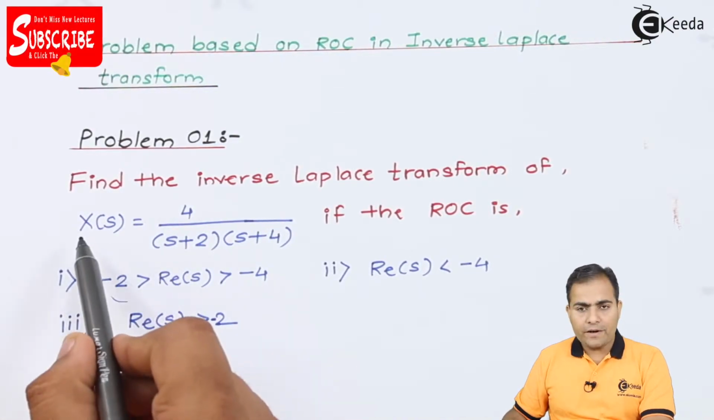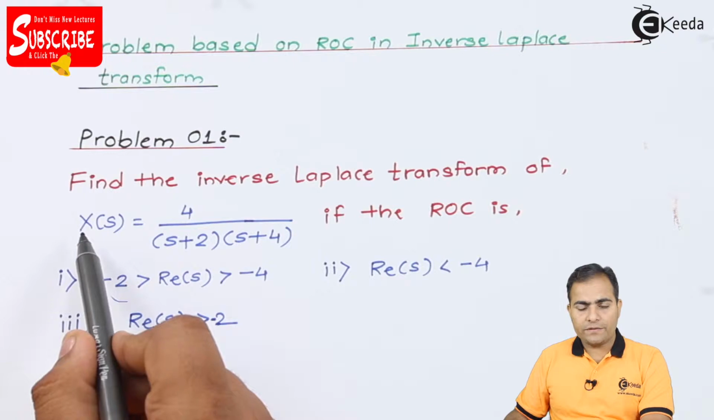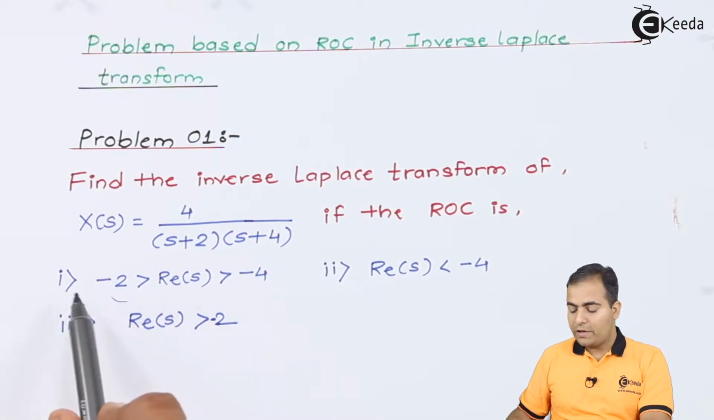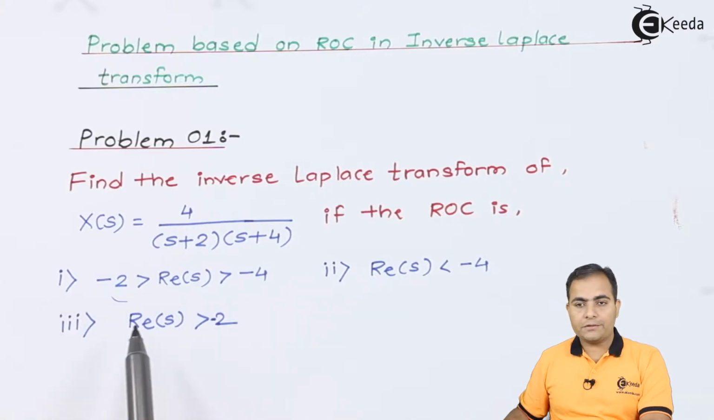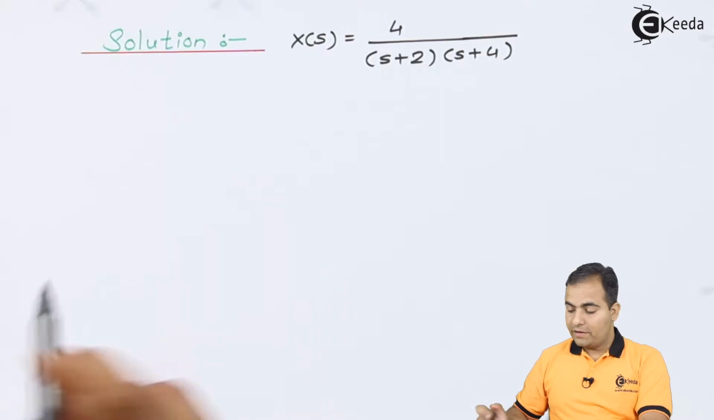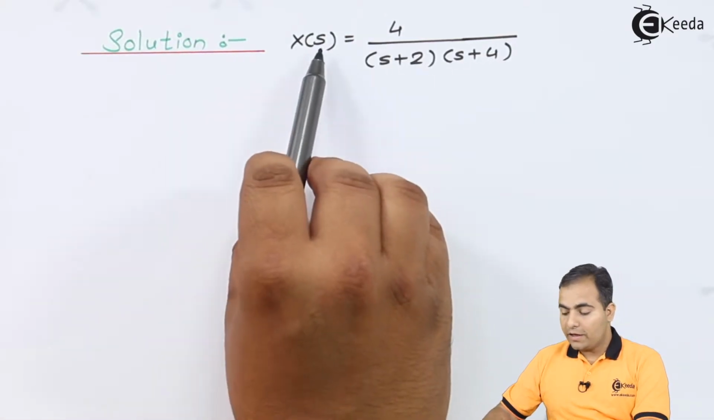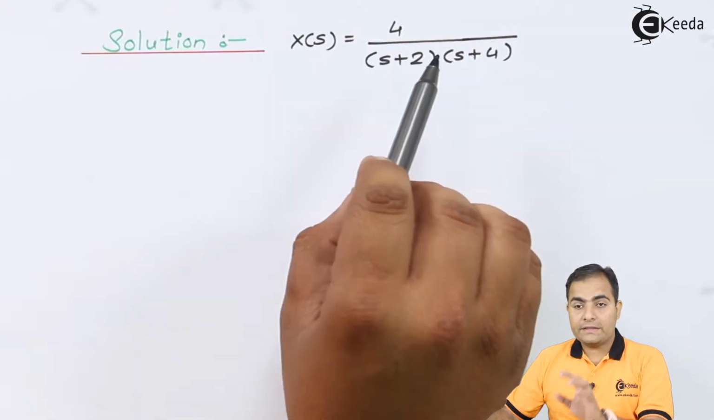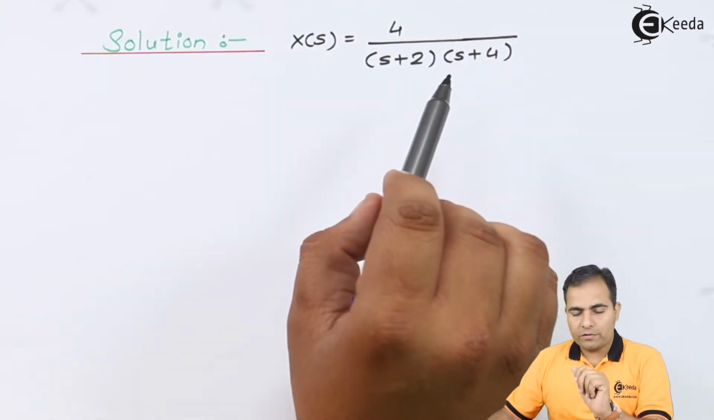It is not difficult to find the partial fractions of X of s, but next we are going to find the inverse Laplace transform on the basis of this given ROC. So first of all, let's go through and solve the question. Here we have X of s equals 4 upon (s plus 2)(s plus 4). Here we have simple poles and multiple poles.